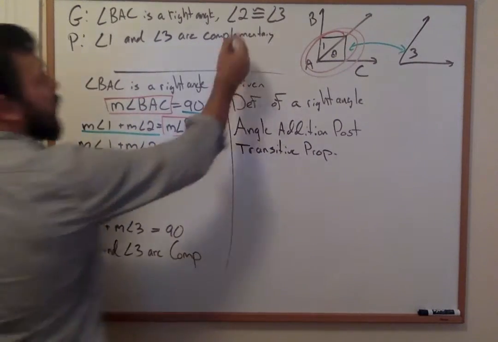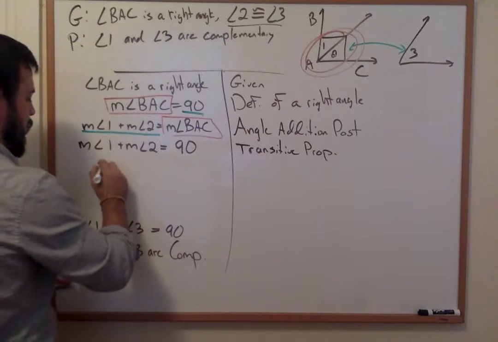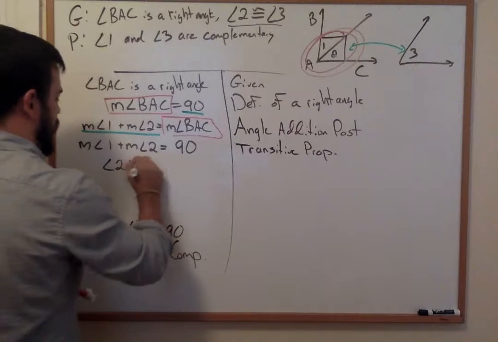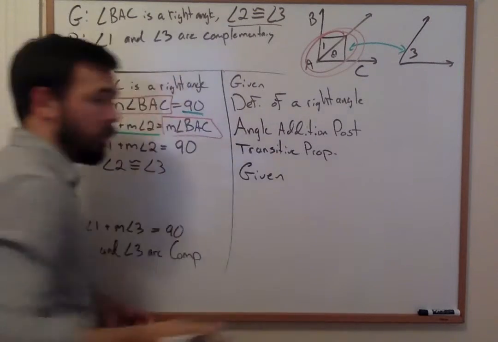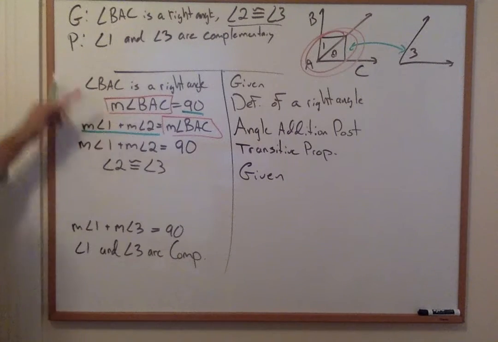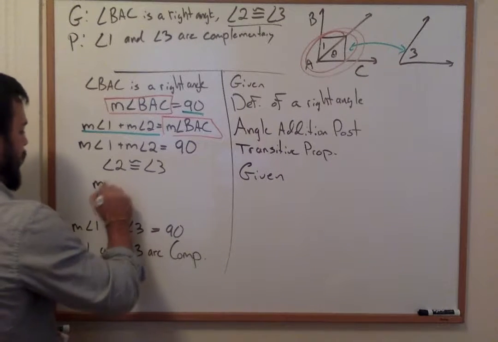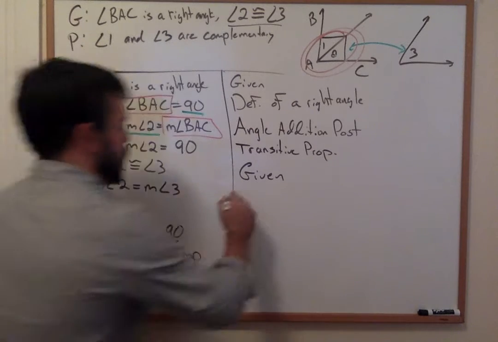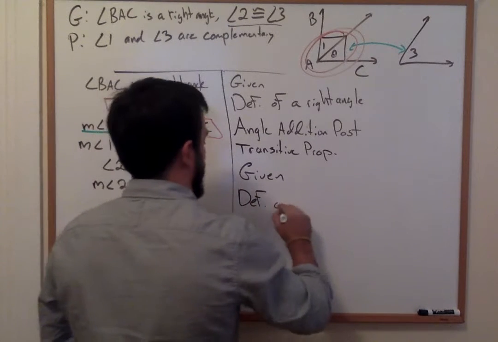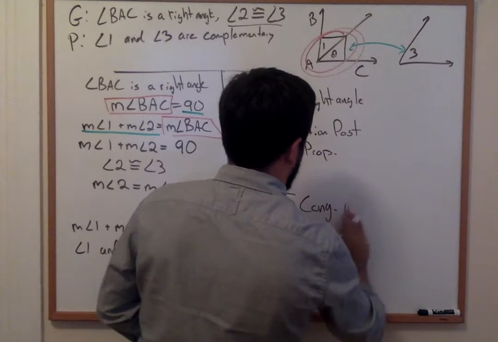Well, we are given that 2 and 3 are congruent. Let's put that in. Angle 2 is congruent to angle 3. That is given. Well, we're dealing with equality. This is congruence. If we know that angles are congruent, we then know their measures are equal by the definition of congruent angles.